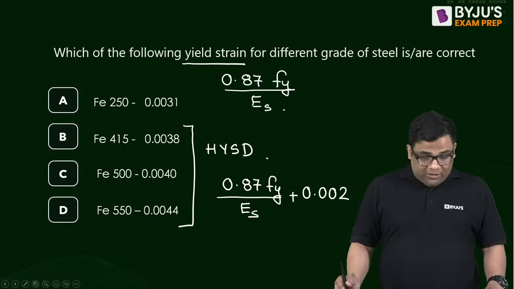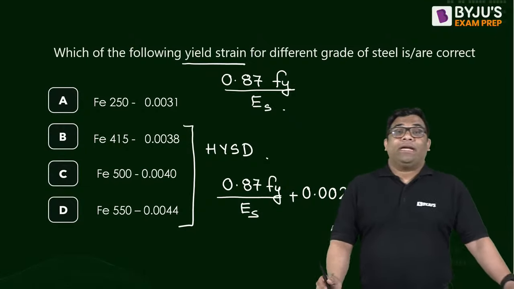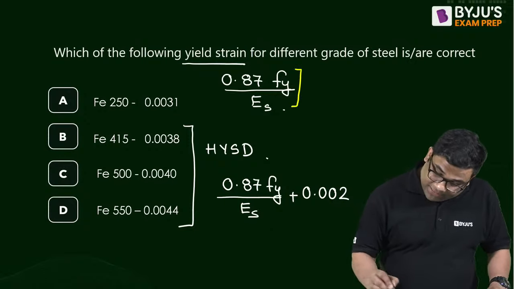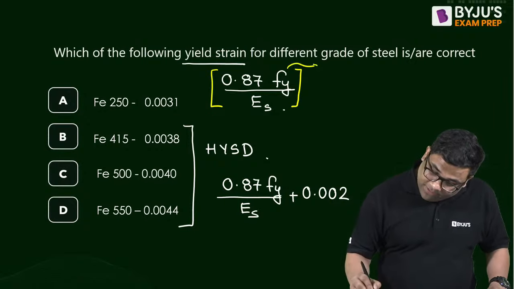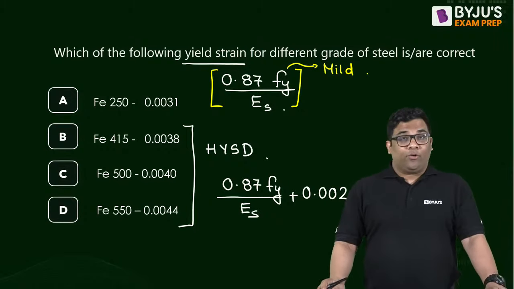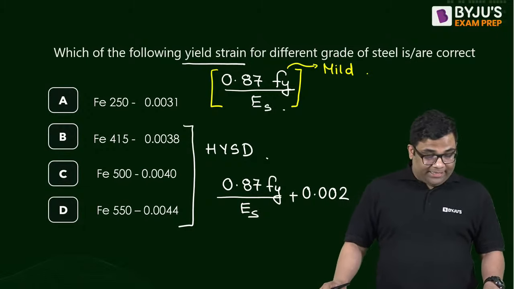Now tell me, for Fe250, what is the strain you are getting? Please write in the comment section. Now, this is the formula for mild steel. Derivation of this, I have done in the app, you can see. For now, this is the formula you can note down. Okay, so what is the value? Tell me, for Fe250, how much are you getting?